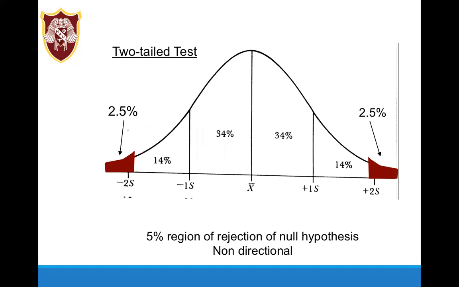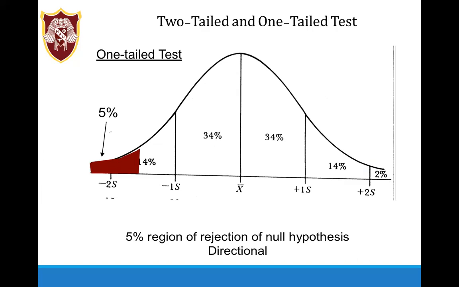So this figure here shows the 5% region of rejection of a null hypothesis that is non-directional. So this is for a two-tailed test, wherein the regions of rejection are on both extreme sides of the distribution. And then for a one-tailed test, we have here the 5% region of rejection of a null hypothesis that is directional.